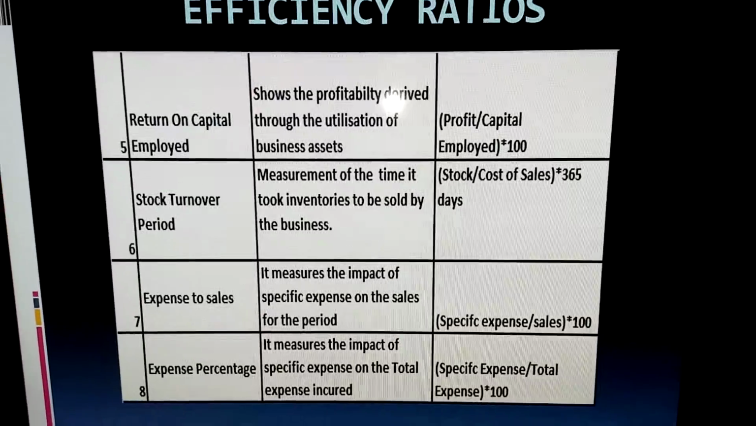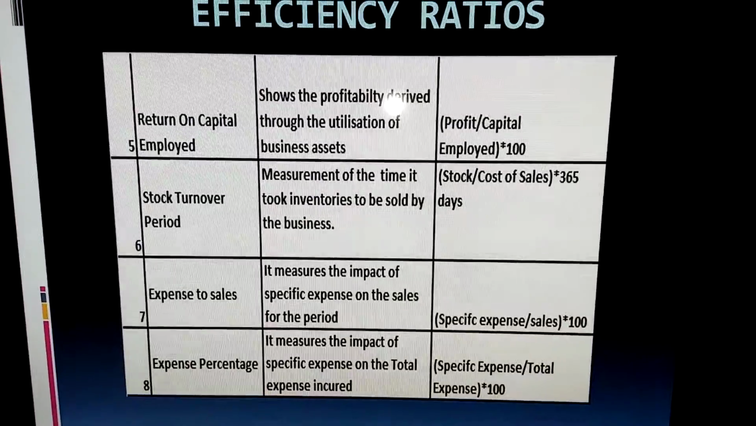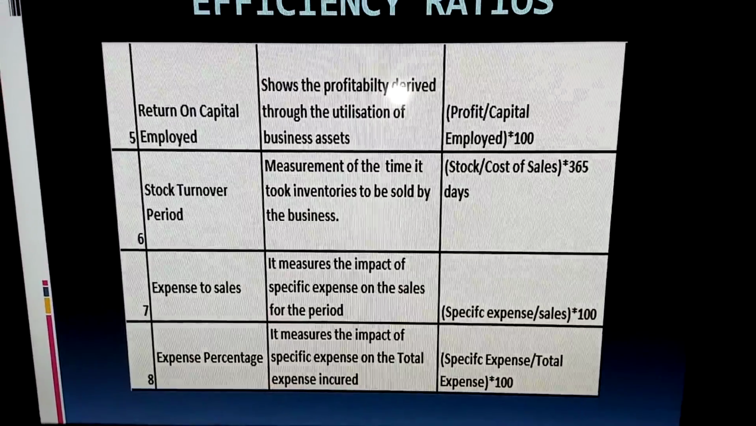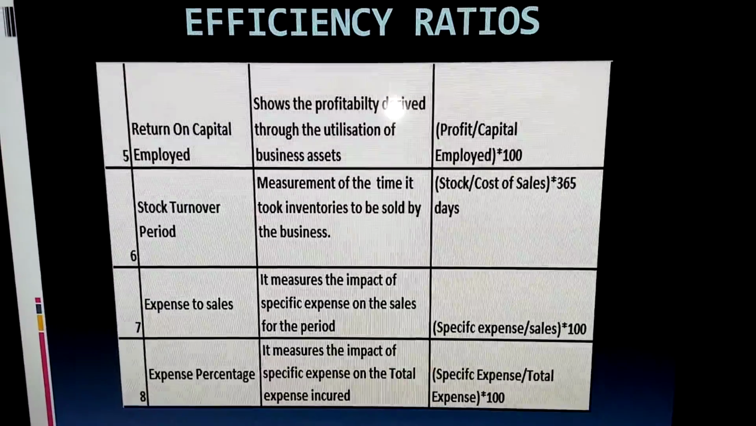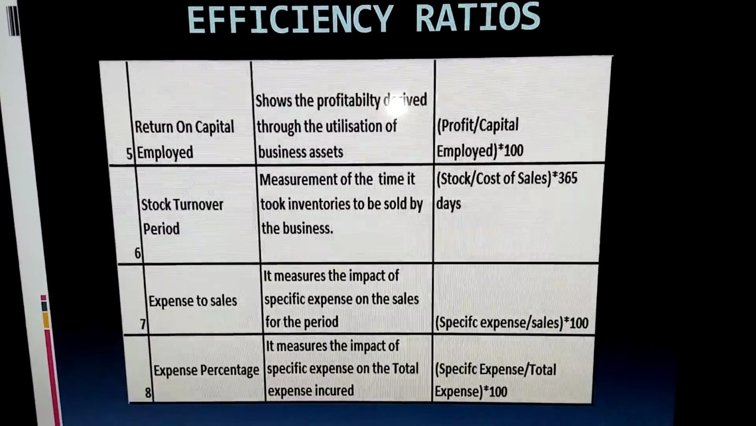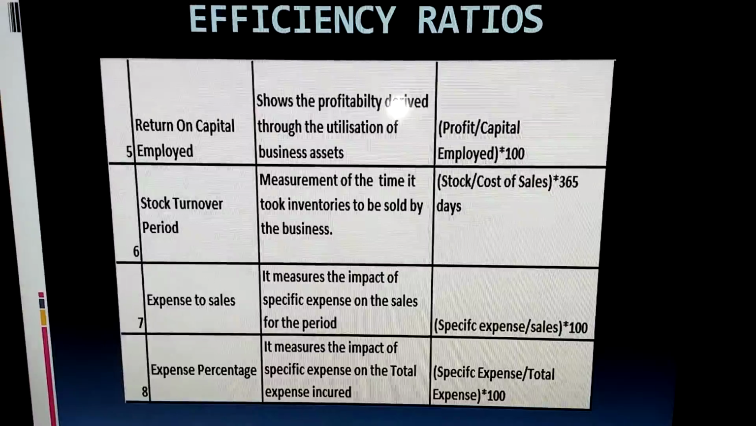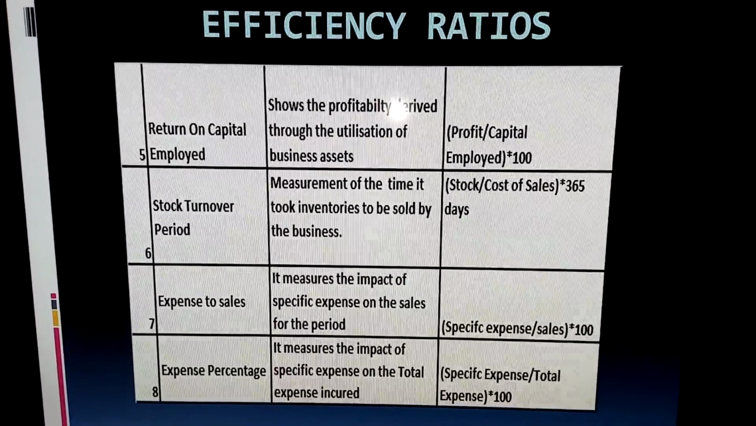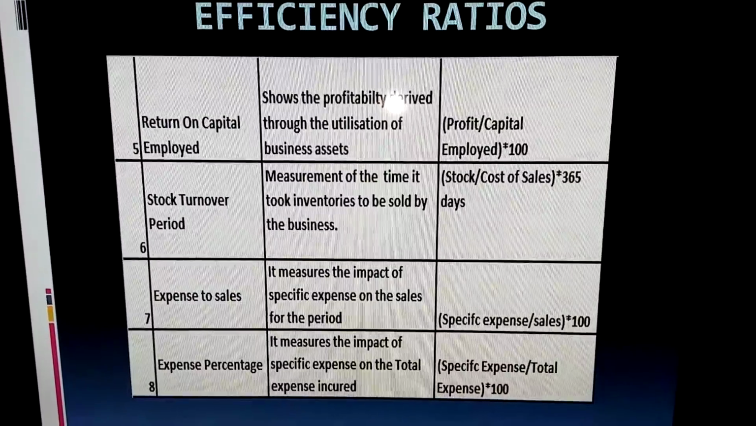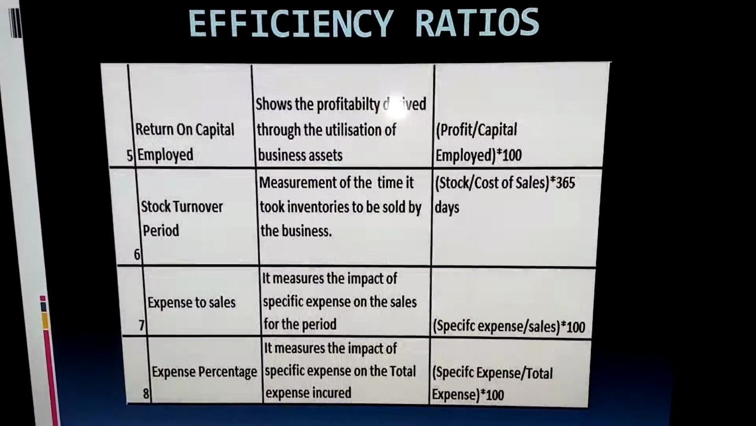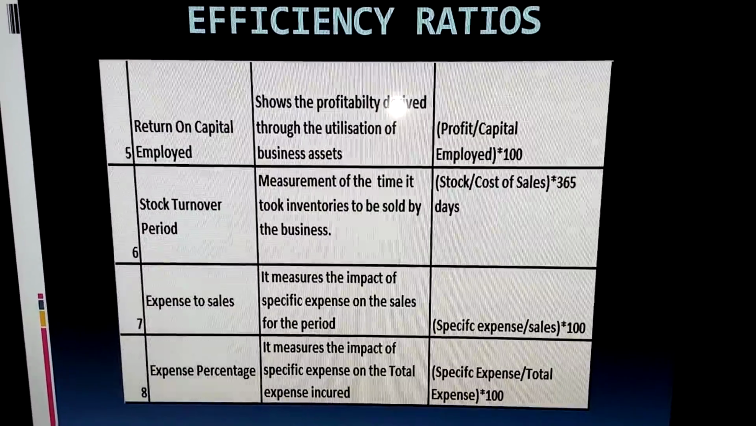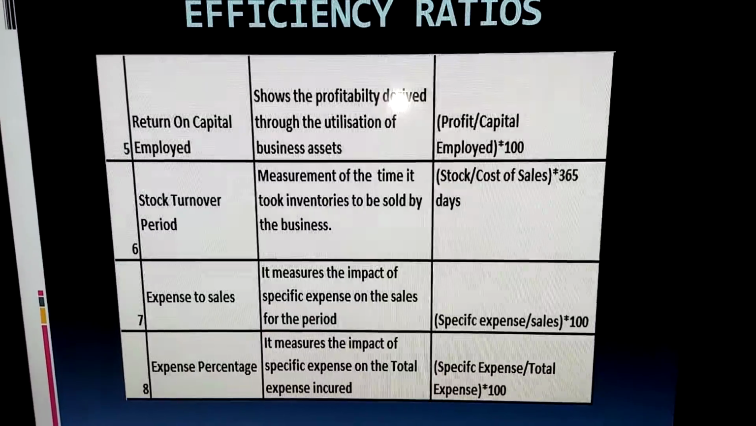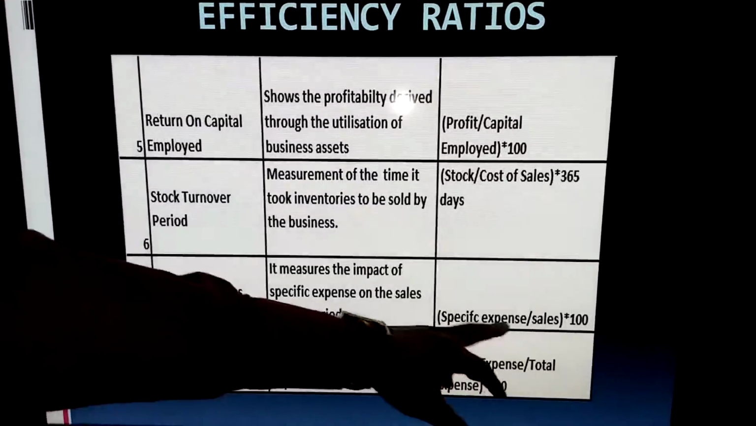Expenses to sales. You're measuring the impact of specific expense on the what? Sales. So if you have, for instance, various expenses like rent, advertising, communication, transport, what's the impact of communication on sales? What's the impact of transportation on sales? What's the impact of rent on sales? So specific expense on what? Your sales. So we say specific expense over sales.